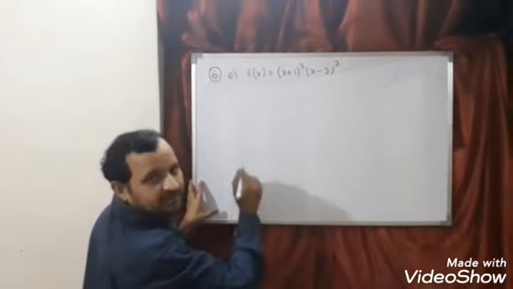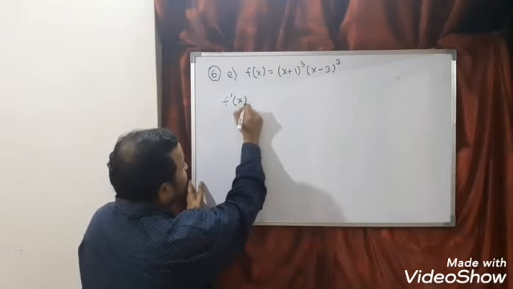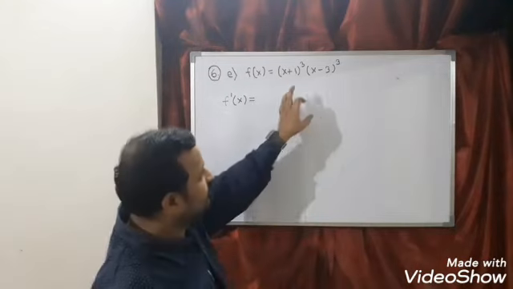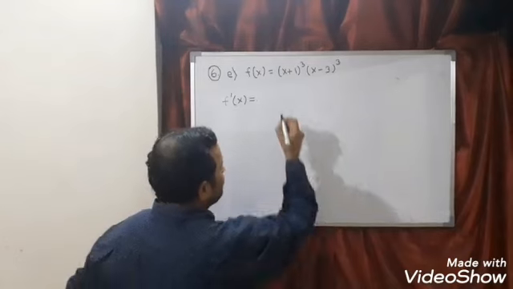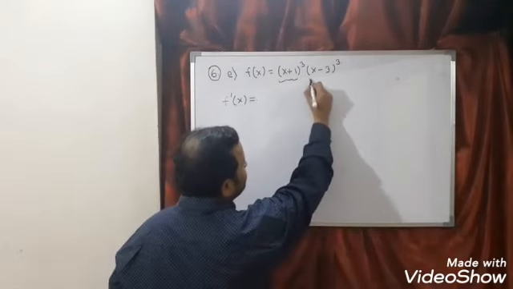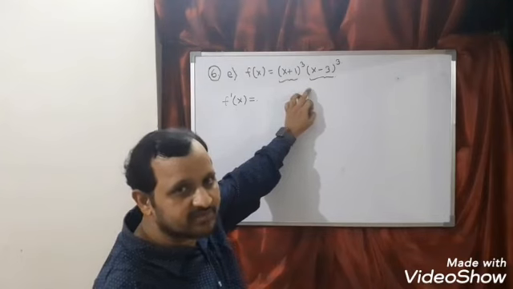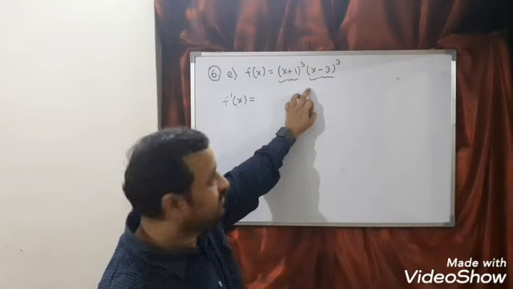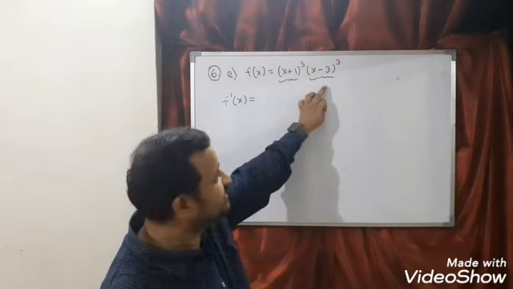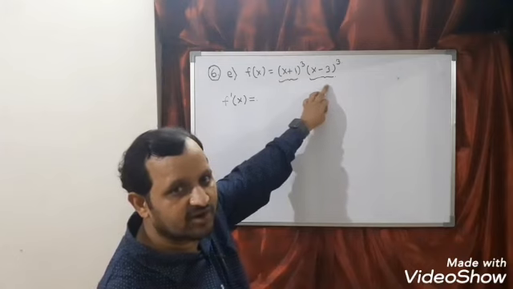So the first step is what? Find f dash x. So here I can say f dash x is equal to, how to find the differentiation of this? How many terms are we having? 2 terms. So this is one term and this is another term. How to differentiate when a product of 2 terms comes? We have to apply the product rule. And the product rule is saying what? First function into differentiation of second plus second function into differentiation of first.